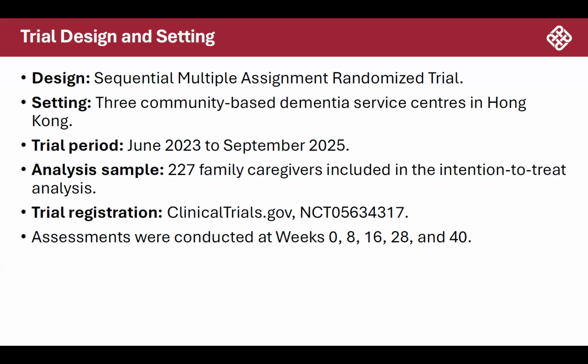In this trial, our adaptive interventions last for 16 weeks. Stage 1 lasts for 8 weeks. That's why we have the assessment at the 8th week after the first stage interventions, followed by the second stage interventions up to week 16. And then we will have the follow-up at week 28 and also week 40.